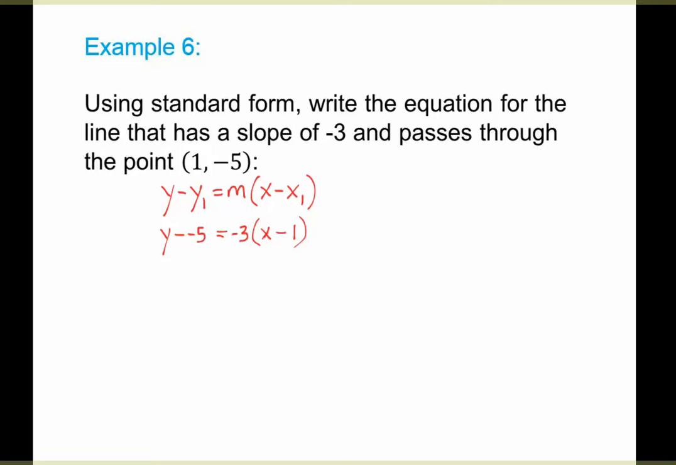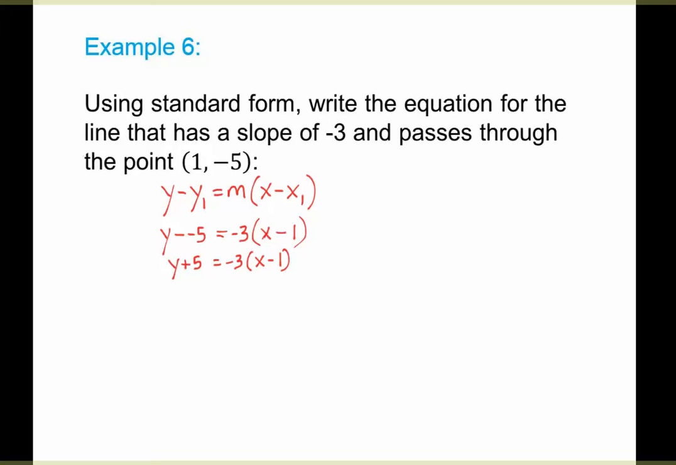Well, what am I going to do first here? I think before I do any kind of distributive property, this probably needs to be simplified over here. So instead of writing y minus negative 5, let's go ahead and change that to y plus 5 equals negative 3 times x minus 1. And that's a more simplified format. And now I think we can go ahead and start to simplify things.